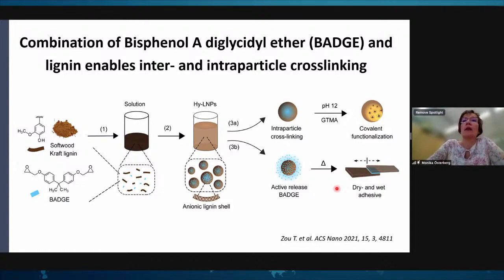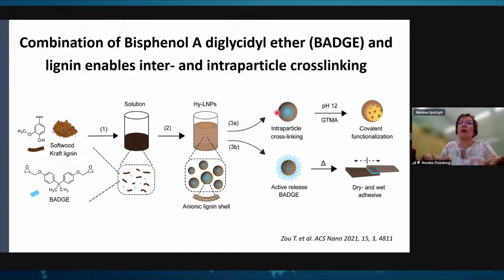And this BADGE then enables making either inter- or intraparticle cross-linking. So when we mix the two, we can form these hybrid particles. And just by tuning the ratio between the crosslinker and lignin, we can get two different things. We can either get intraparticle crosslinking.